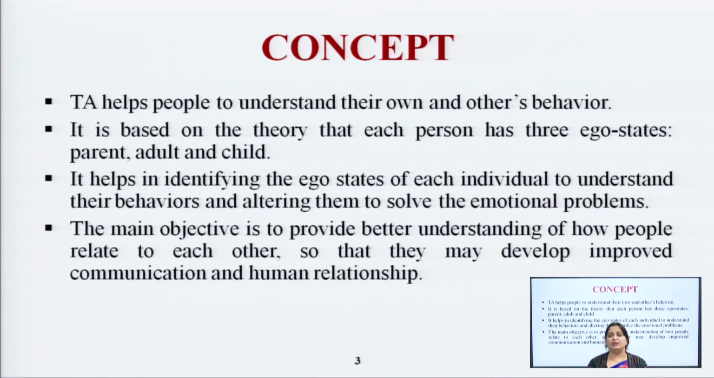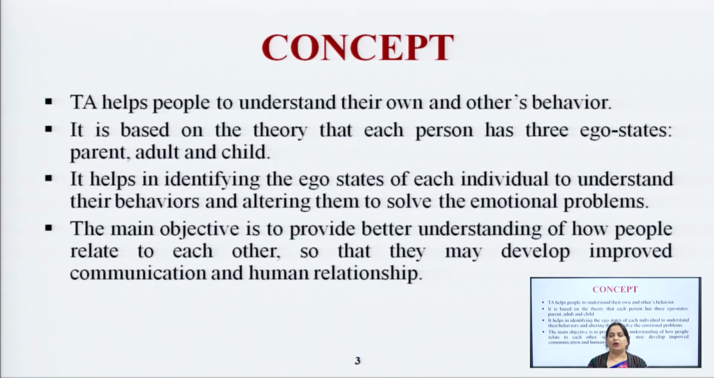So, whenever you interact with some other person, you always have to take into consideration the three ego states of an individual's personality. It can be in the form of parent, it can be in the form of adult, or else it can be in the form of child. These three states we are going to study in transactional analysis. It helps in identifying the ego state of each individual, to understand their behavior and alter it to solve emotional problems. TA helps us understand the ego state of a particular individual, and it also helps to solve their emotional problems if they face any.